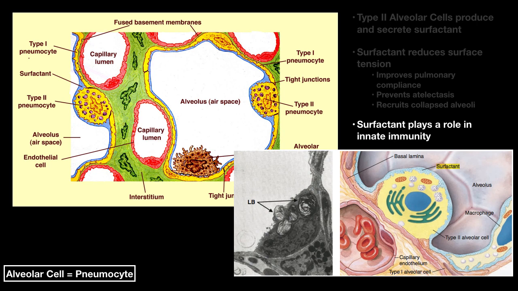Again, take a look at that electron microscopy. You might be asked to identify what type of cell that is, and that's a type 2 pneumocyte, or a type 2 alveolar cell. And those are lamellar bodies, that's what LB stands for, where the surfactant is held until it's secreted and refreshed into the alveoli.